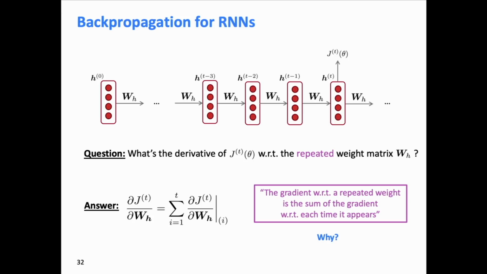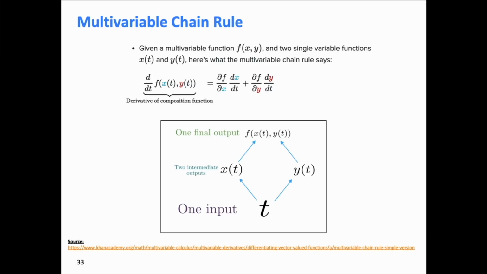Okay, so why is that true? To sketch why this is true, I'm going to remind you of the multivariable chain rule. This is a screenshot from a Khan Academy article on the multivariable chain rule, and I advise you to check it out if you want to learn more, because it's very easy to understand. What it says is, given a function f, which depends on x and y, which are both themselves functions of some variable t, then if you want to get the derivative of f with respect to t, you need to do the chain rule across x and y separately and then add them up. So that's the multivariable chain rule.